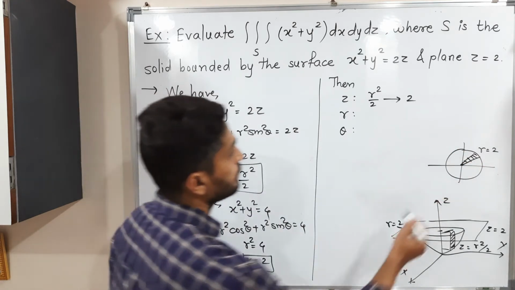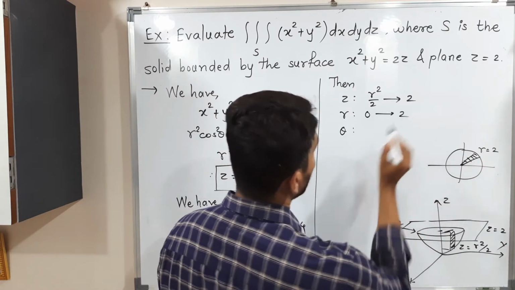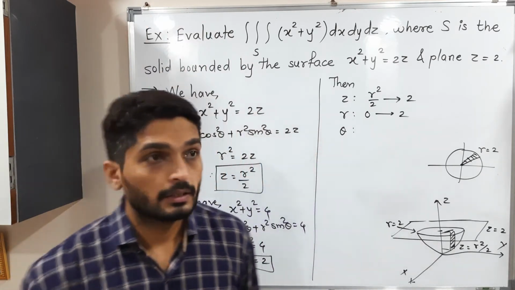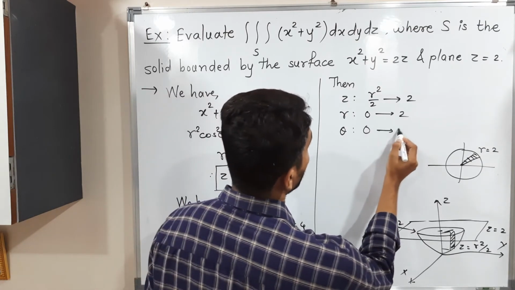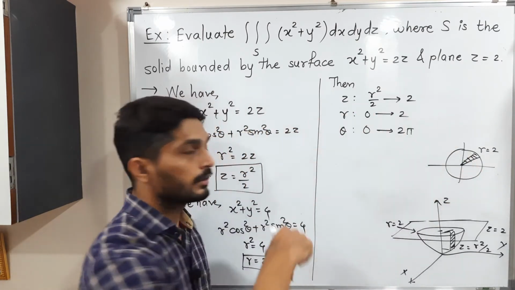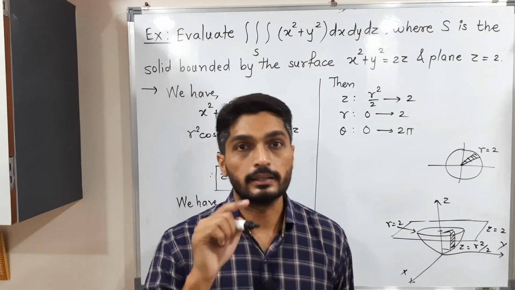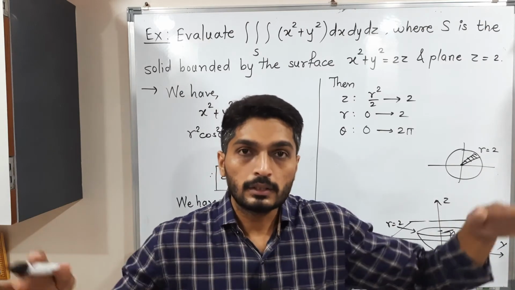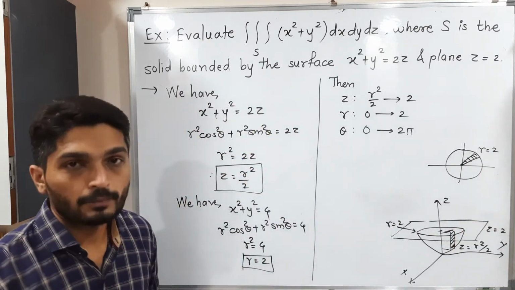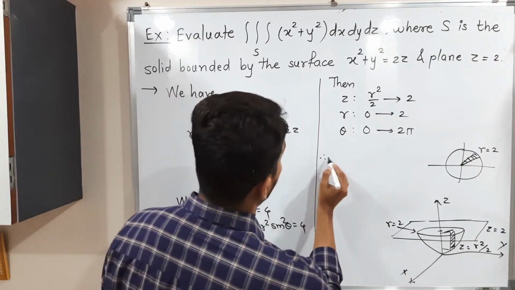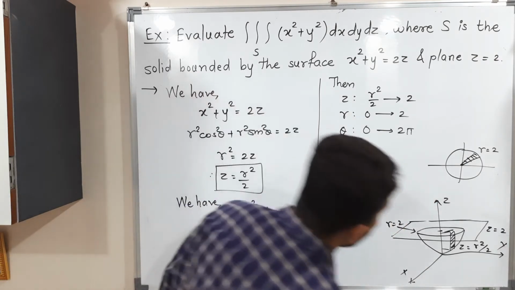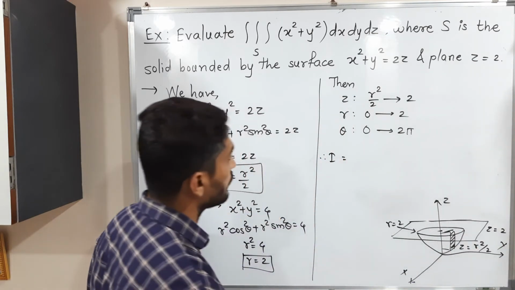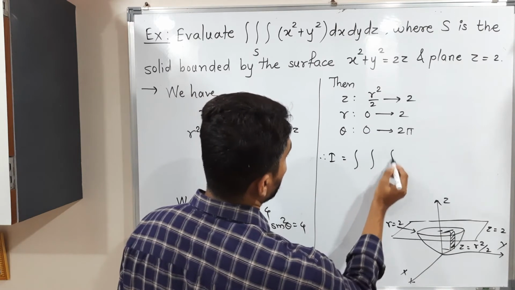So r is running from 0 to 2, since it starts at the origin, and for theta we have to cover the entire circle, so theta should be from 0 to 2 pi. It should rotate and cover a complete circle, then only we can cover the entire region bounded by this paraboloid and a plane. So with these limits, let us continue. I will remove this diagram, it is not required now. So I is equal to integration, integration, integration.